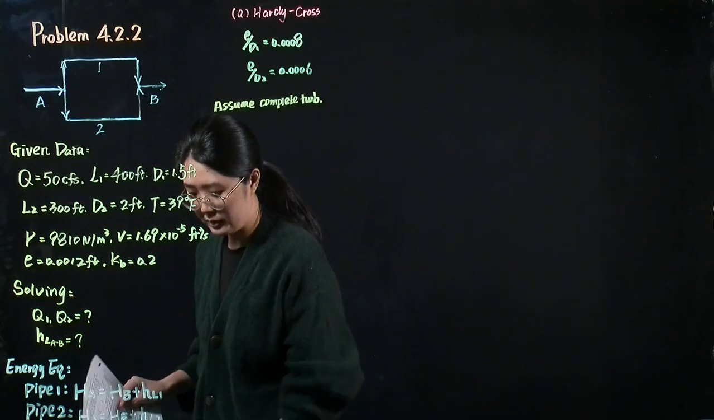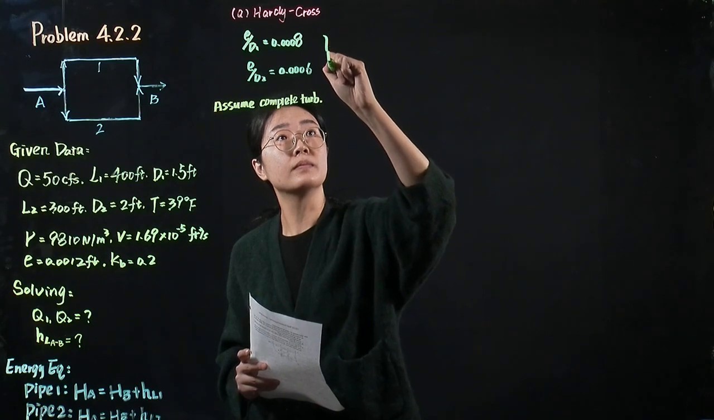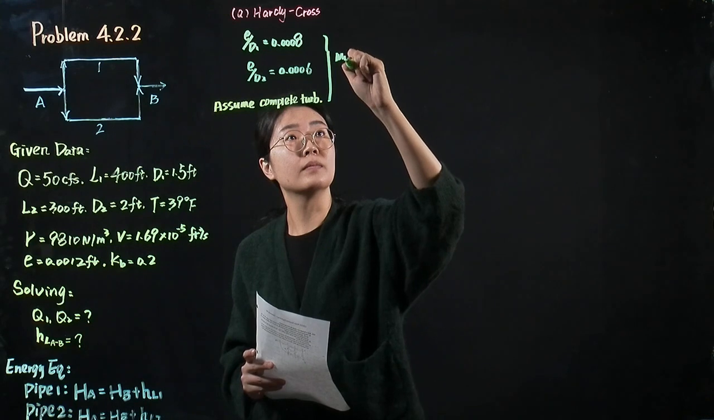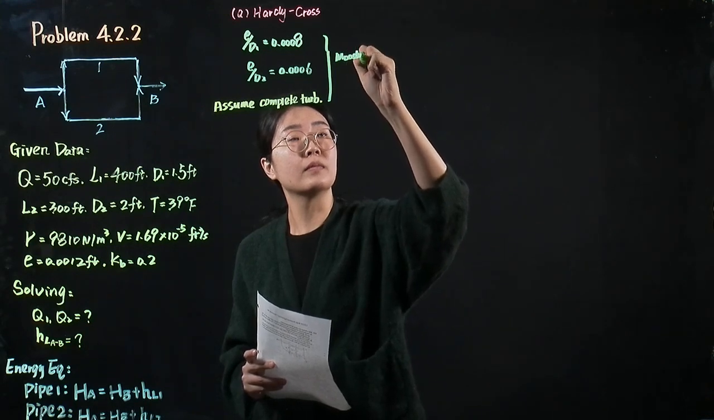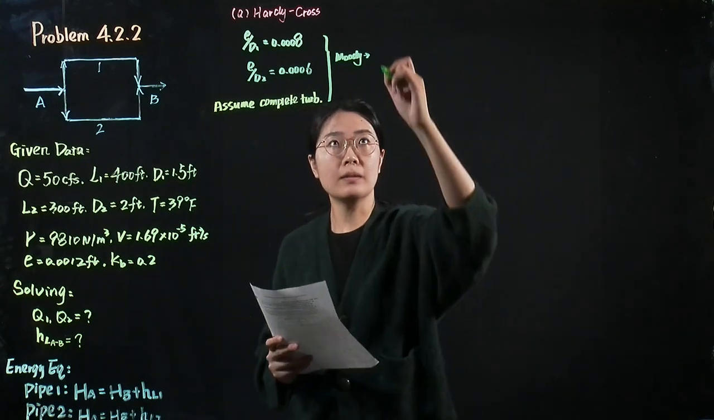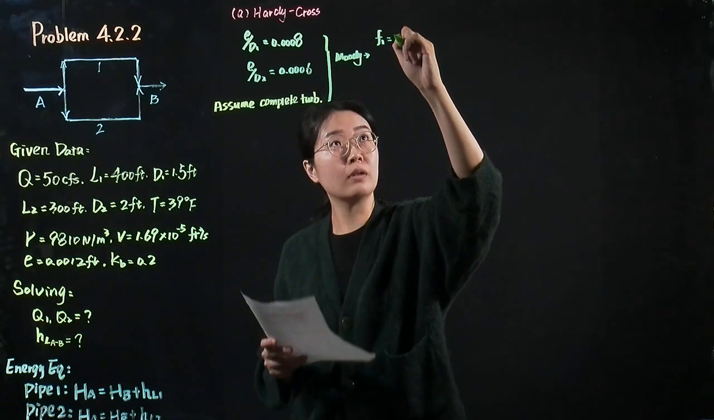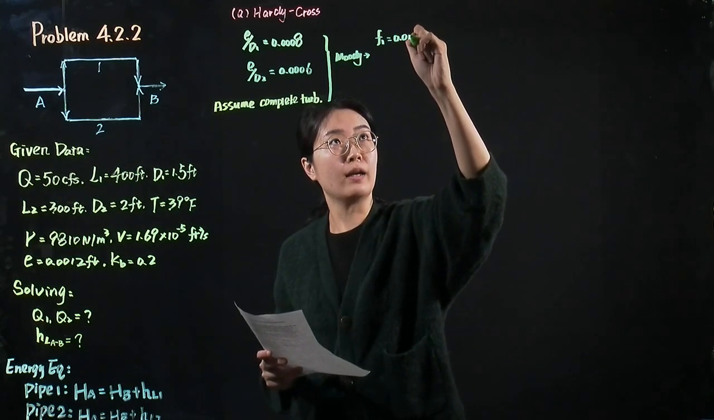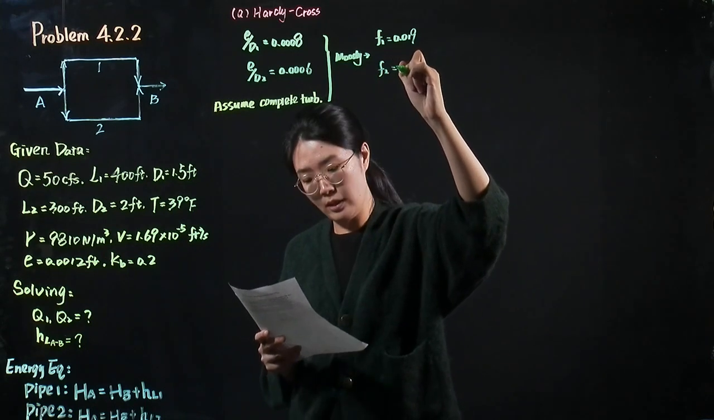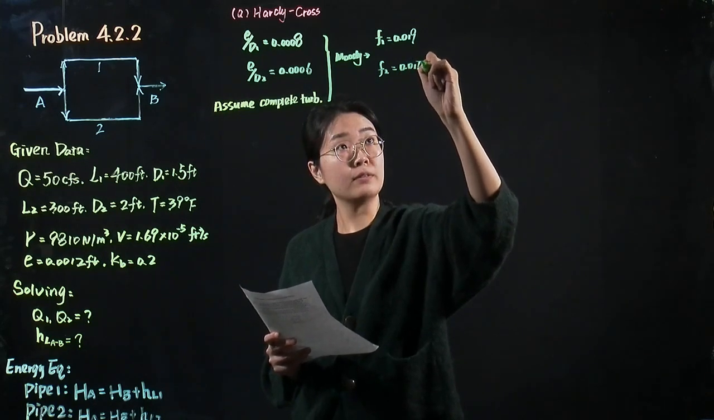Then, based on the Moody diagram, we can read the friction factor in pipeline 1. It equals 0.019, and the friction factor in pipeline 2 equals 0.0175.